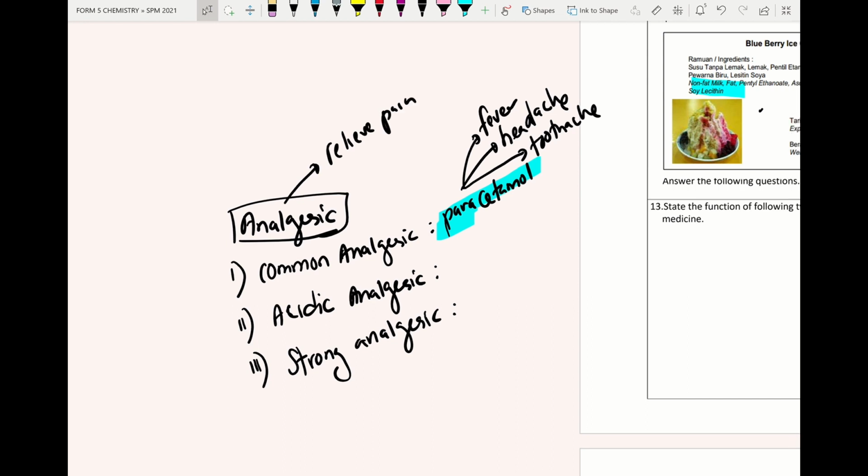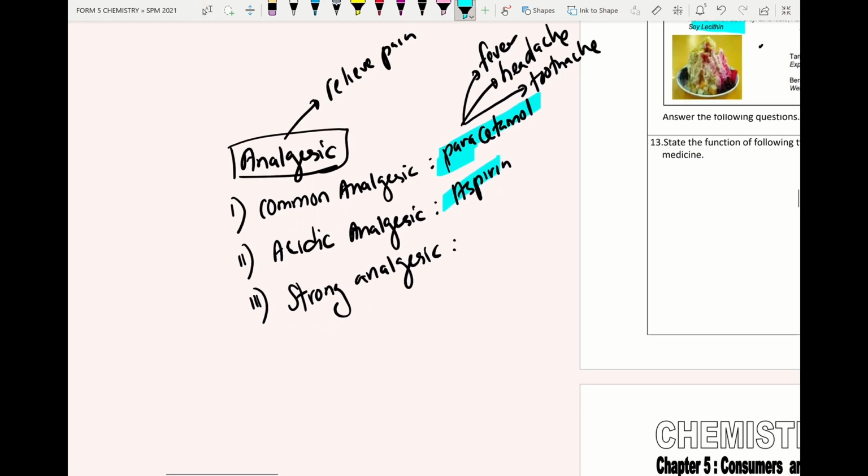Pain. All right, acidic analgesic will be aspirin. Please remember the scientific name of aspirin will be acetylsalicylic acid, and strong analgesic will be codeine. Codeine is used to treat cough, also headache. Please remember headache.